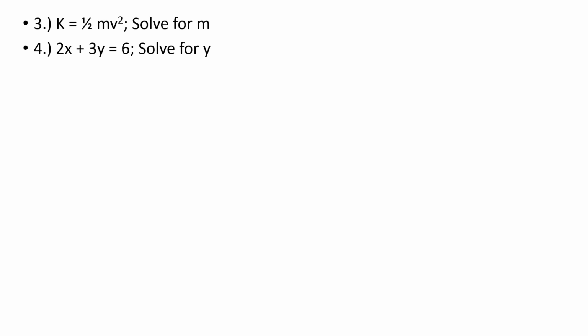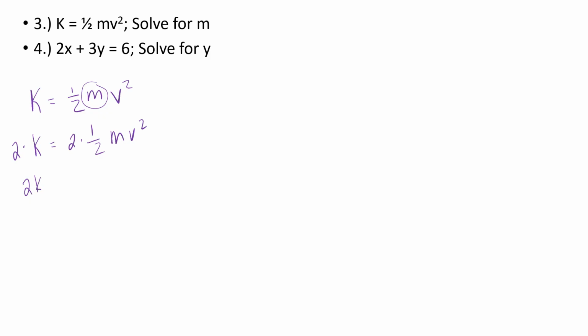This formula here, this is kinetic energy. This is a physics formula. And so kinetic energy is equal to 1/2 the mass of an object times its velocity squared. And we are being asked to solve for m. So I'm going to approach this one the same way that I approached one in the lesson, where if we are multiplying by 1/2, I can get rid of that multiplication by 1/2 by multiplying by 2. And if I multiply one side by 2, I have to multiply the other side by 2.